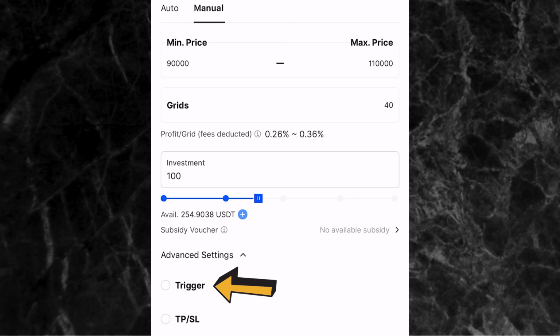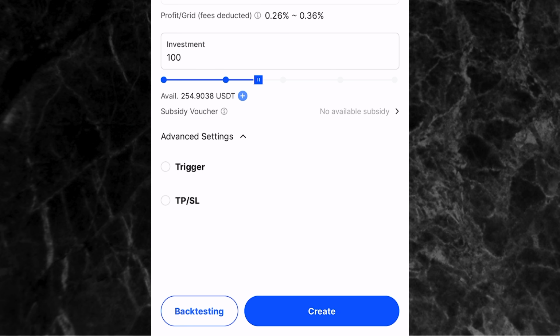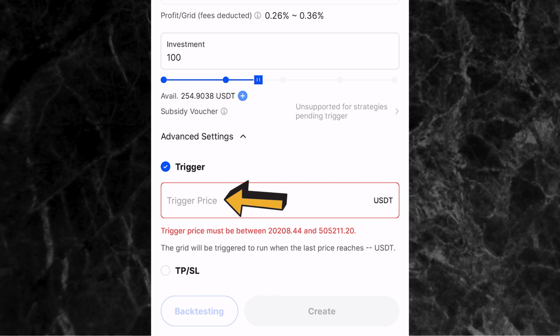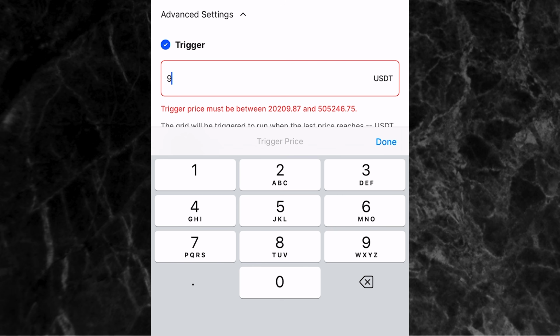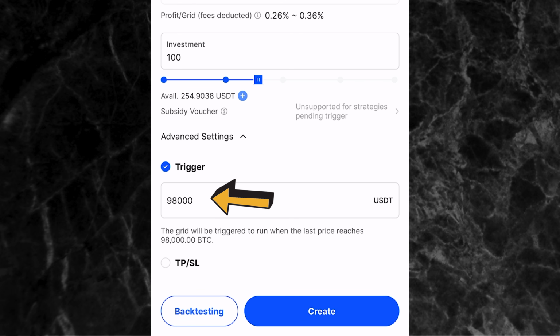You see you have trigger and you have TP/SL. Now for the trigger, just click on it. Now this trigger means you should put in the price you want the trading bot to start taking trades for you. That's the meaning. So if I put in, let's say, $98,000 right now, this means that this trading bot will not take any trade for me until Bitcoin goes down to $98,000. That's just the meaning.